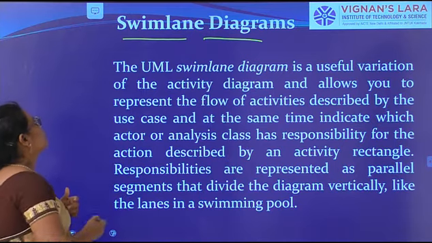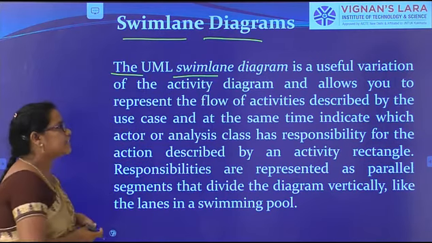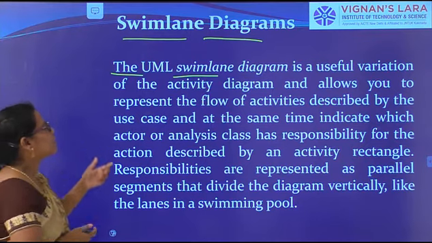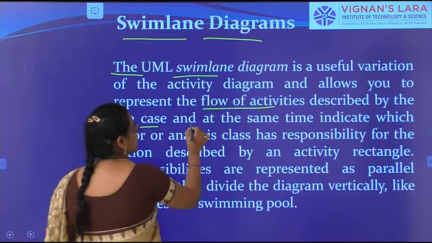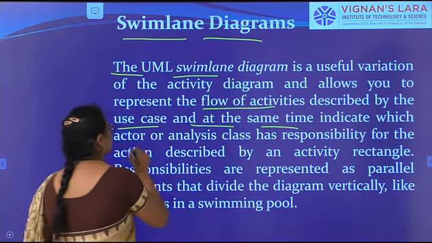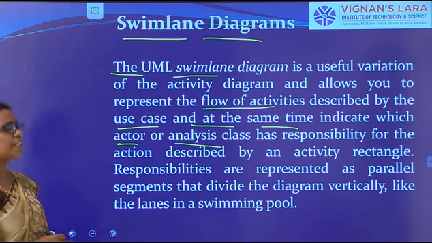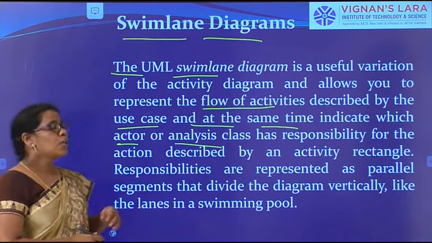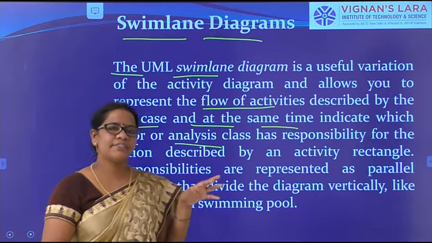What are those? The UML swimlane diagram is a useful variation of the activity diagram and allows you to represent the flow of activities described by the use case and at the same time indicate where the actor or analysis class is responsible for the action described by an activity rectangle. So previously we have seen the activity diagram. So what did an activity diagram do?